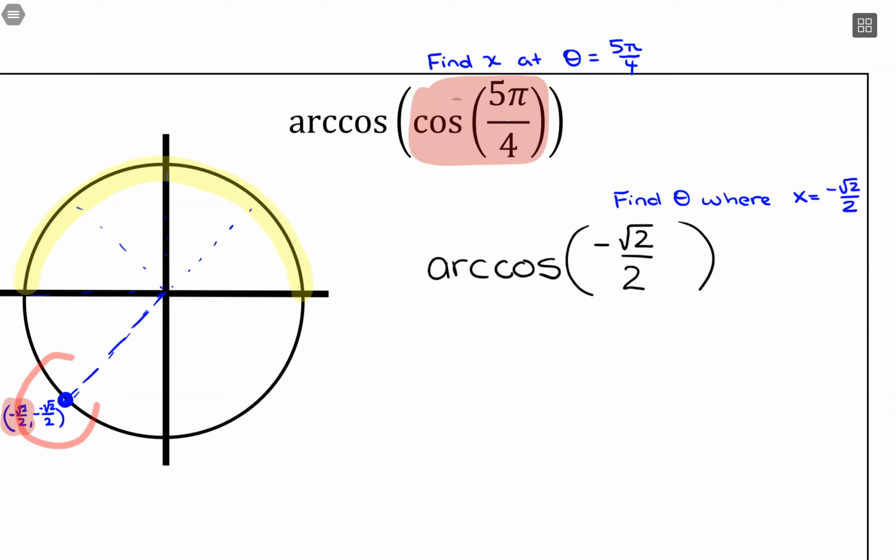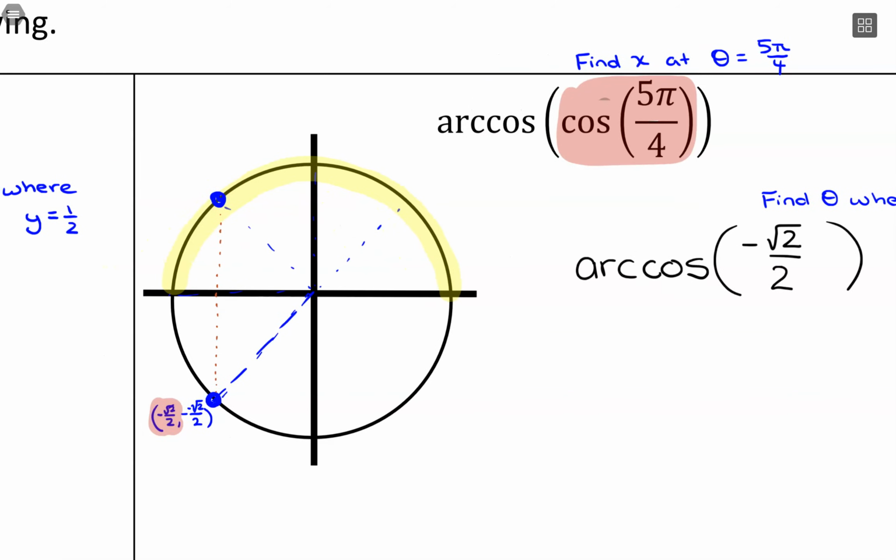Now, I can see I have my negative root 2 over 2 down there, but there's another location, and I want to use that other location. So negative root 2 over 2 as an x value also lines up right over here. We have positive y, negative x. So I'm seeing that same x coordinate, but it's within the quadrant that I want to be working in with inverse cosine. So we're looking here, and I need that angle measurement, which is 1, 2, 3 pi over 4.